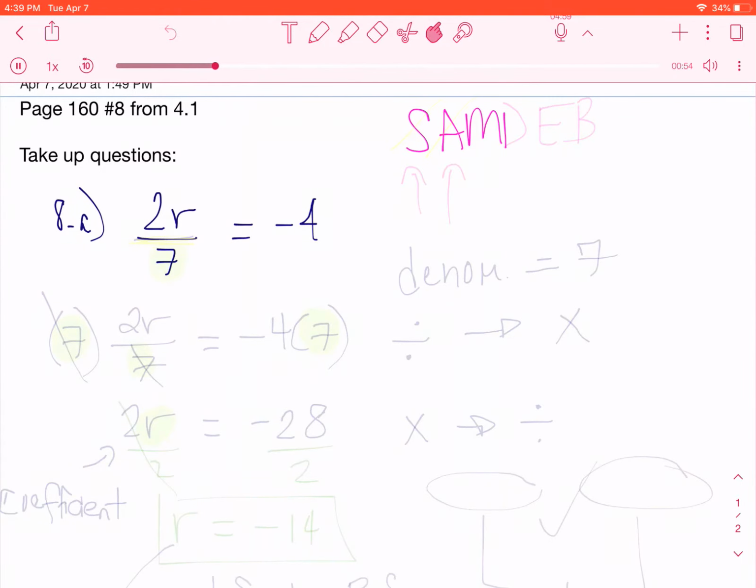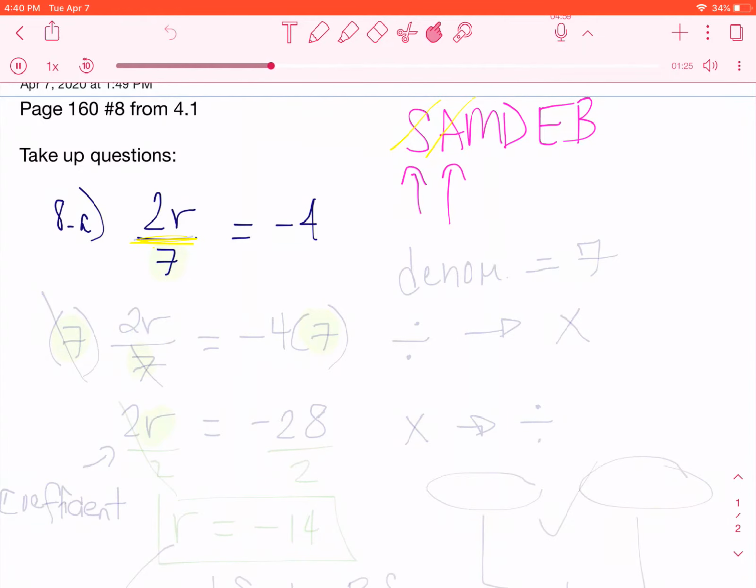So remember, SAMDEB is just BEDMAS backwards. And we first have a look and we want to see, is there any subtraction or addition? So as you can see in 8a, there is none. So what that means is we're actually just going to knock subtraction and addition off. I do see multiplication because we have 2 times r, and I have that over 7.